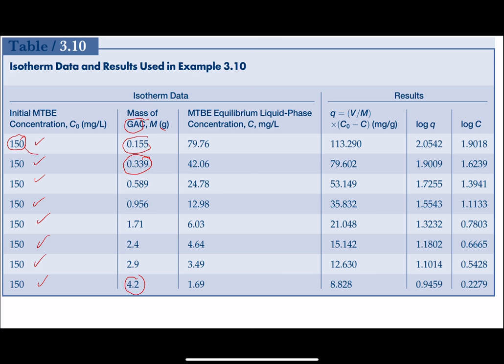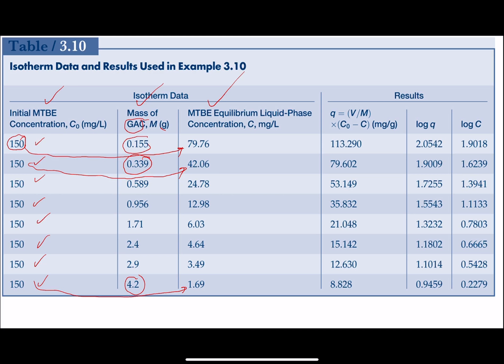The 150 went to 79.76. The second 150, the second bottle, went to 42.06. The last bottle went to 1.69. Now we will start our isotherm analysis. This should be given, of course, this should be done experimentally. It should be given in the exam or in the quiz.